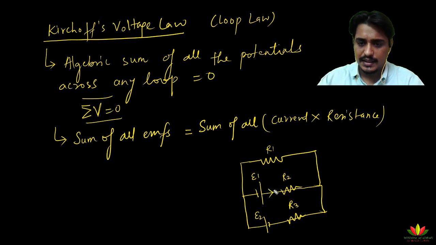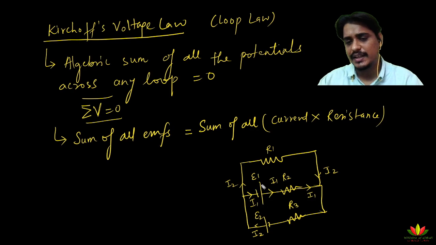Let the current I1 start from here, and let the current I2 start from here. So I2 will come here, and here I1 is going inside, and at this point I2 will go in this direction. So here I1 is there, and here I2 is there. So obviously at this point I2 will come, and at this point I1 will come. This is the diagram I have drawn.